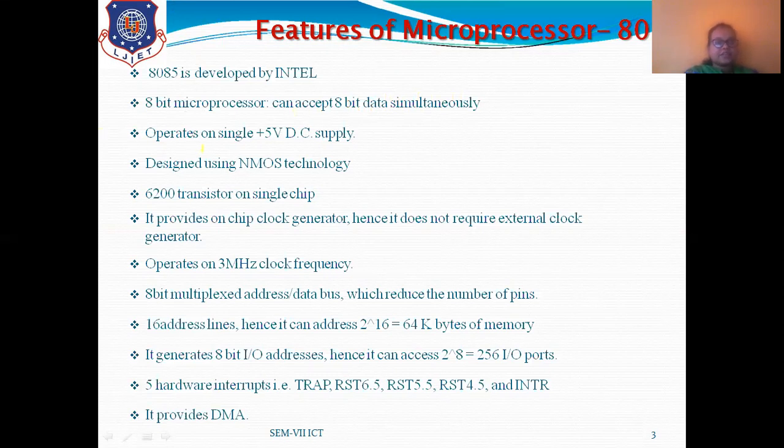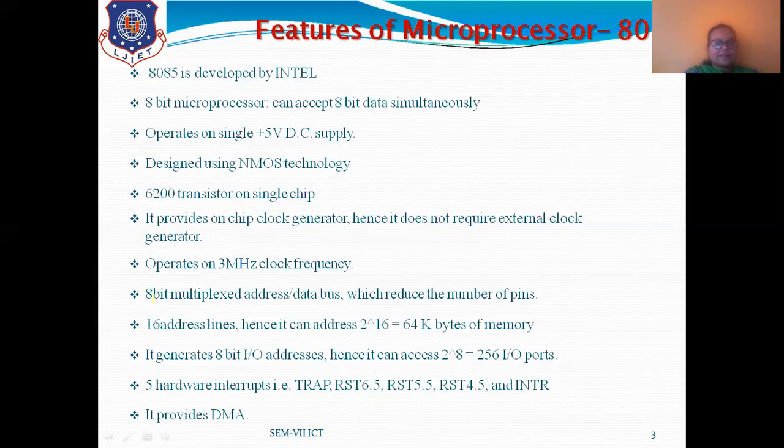Then the third feature is it operates on a plus 5 volt DC supply, right? Then fourth, it is designed using NMOS technology. NMOS stands for negative metallic oxide semiconductor technology. Right? Now it has 6200 transistors on a single chip. Next, it provides an on-chip clock generator, and hence it does not require any external clock, and the clock frequency on which 8085 operates is 3 megahertz.